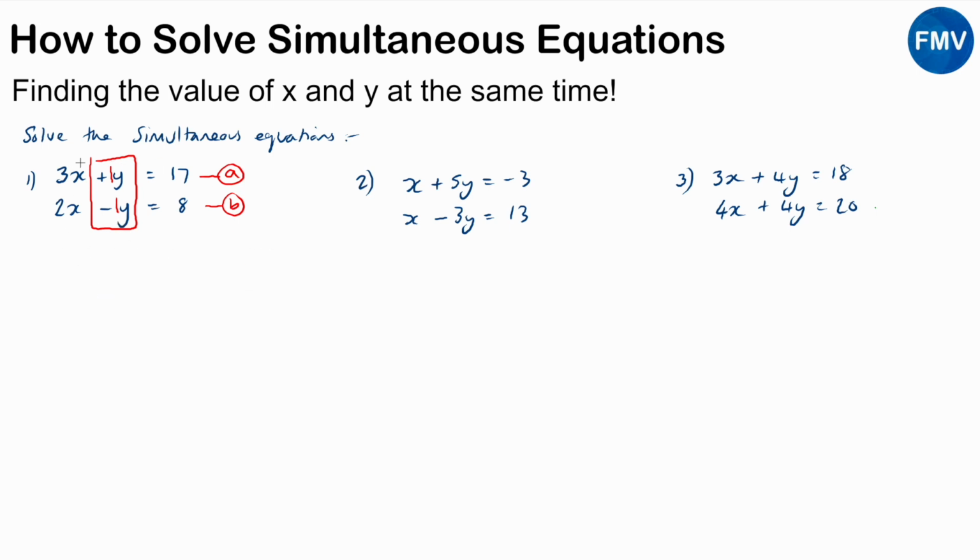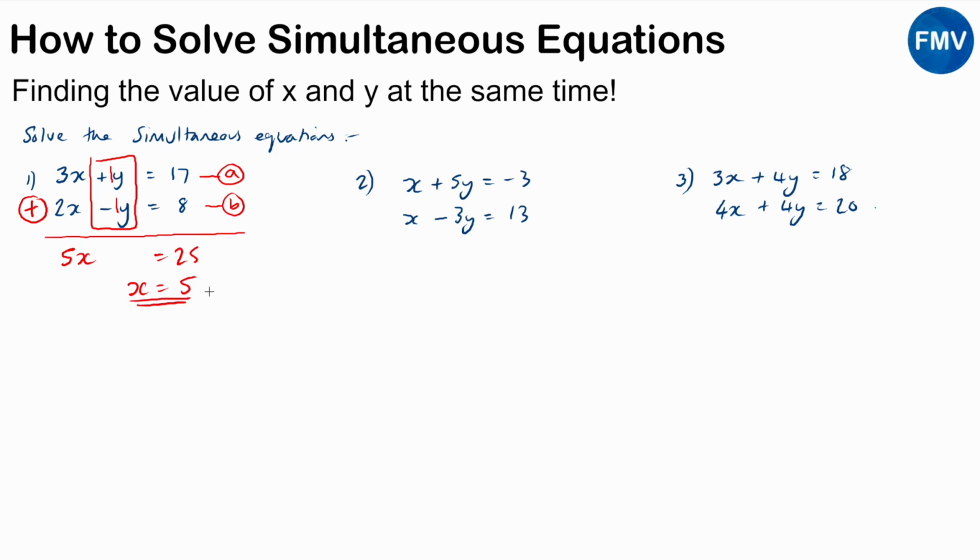So for this case in particular, I'm actually going to add equation A to equation B. So let's do that. Going down the page, 3 add 2 is 5. 1 minus 1 is 0. 17 plus 8 is 25. Hopefully you can see now we're left with one unknown and we can solve that. Divide both by 5, x is equal to 5. That is our first solution.